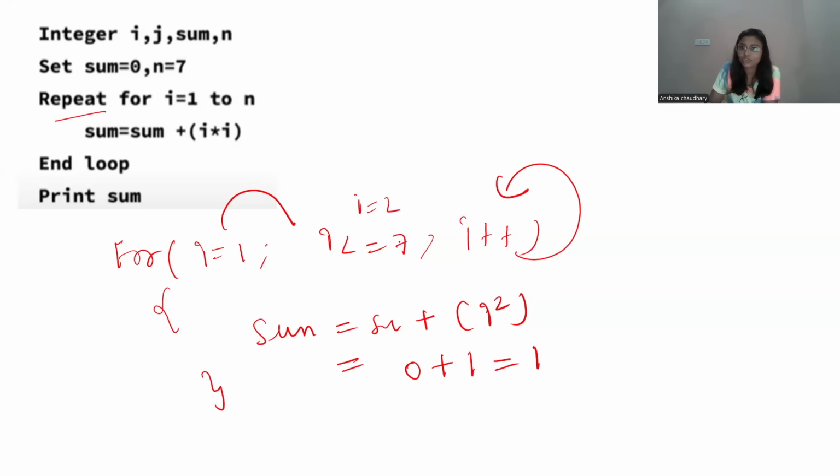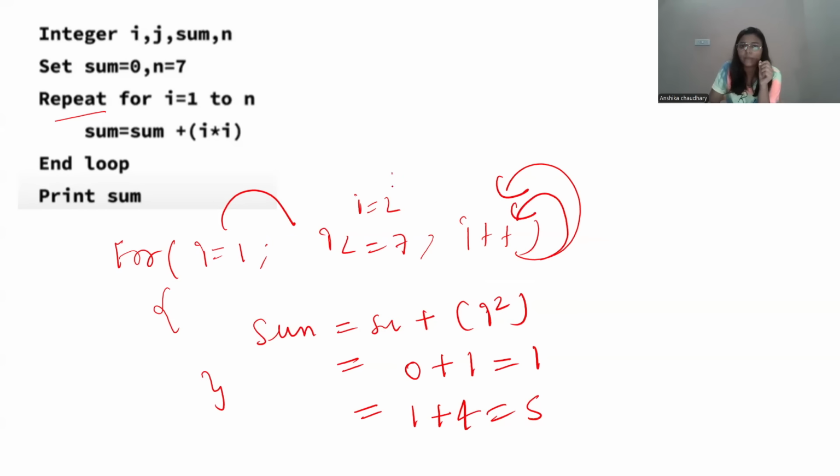Right? 2 is less than or equal to 7. Yes, the condition is true. We will come again into the for loop. Again, we need to update the value of sum. So sum equals sum plus I into I. So the previous value of sum was 1. Now the current value of I is squared. Right? So the current value of I is 2. 2 square will be 4 only. So it will become 5 now.